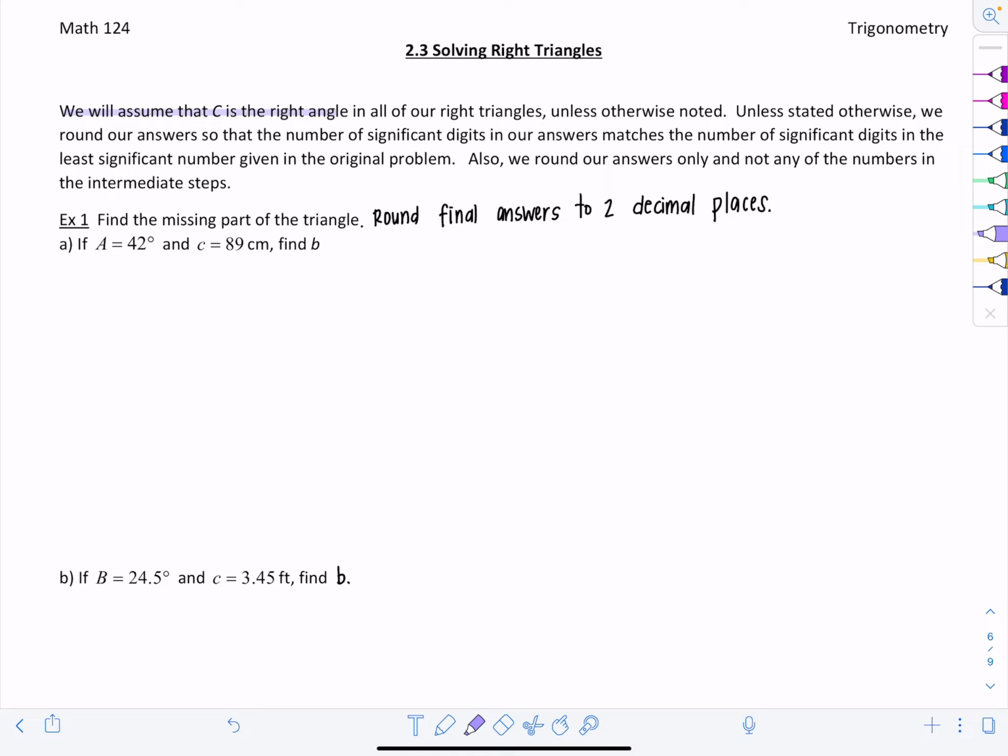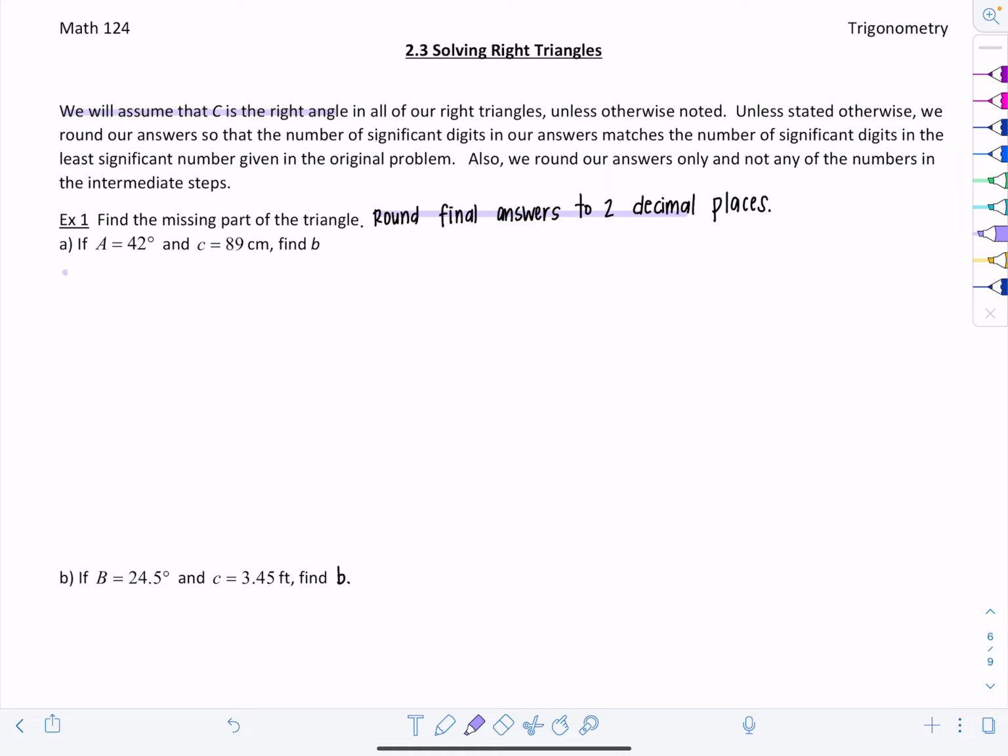So here we're going to work through some examples with right triangles. And I'm telling you right now, just round your final answers to 2 decimal places. Okay, so first example, find the missing part of the triangle. Just find whatever they're asking for. They're telling us angle A is 42 degrees. Side C, I know that's side C for 2 reasons. 1, they use a lowercase letter, and 2, it's being measured in centimeters, not degrees. And they want us to find angle B.